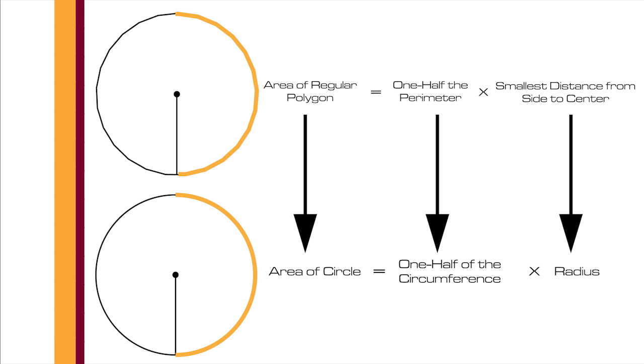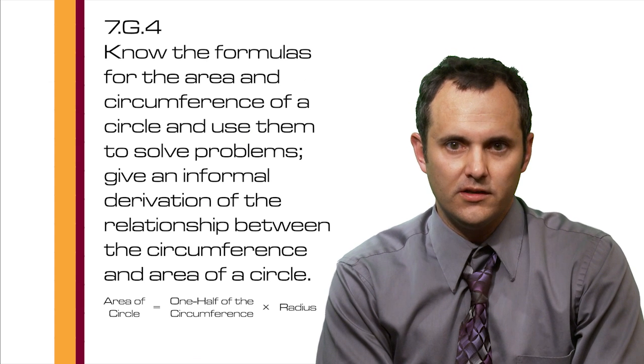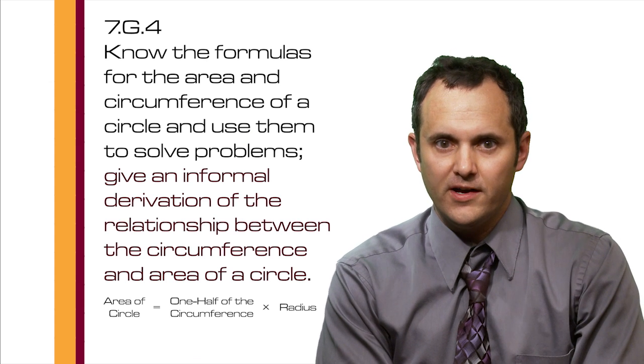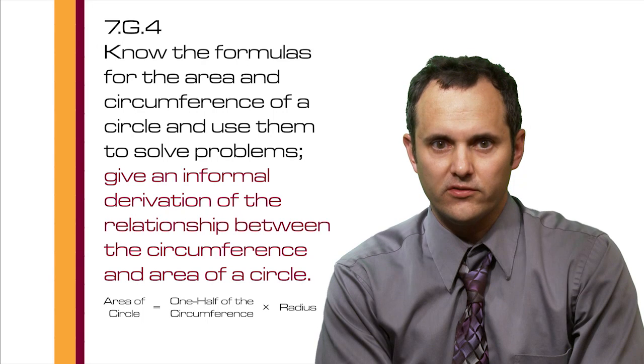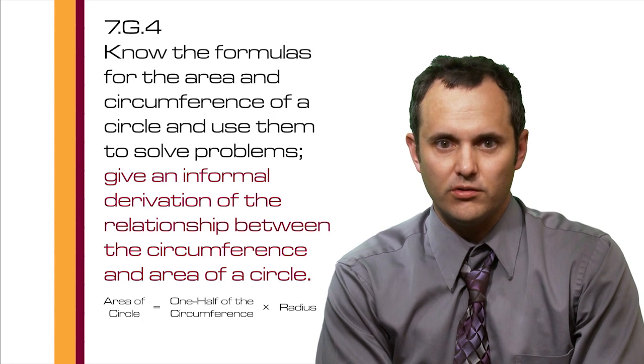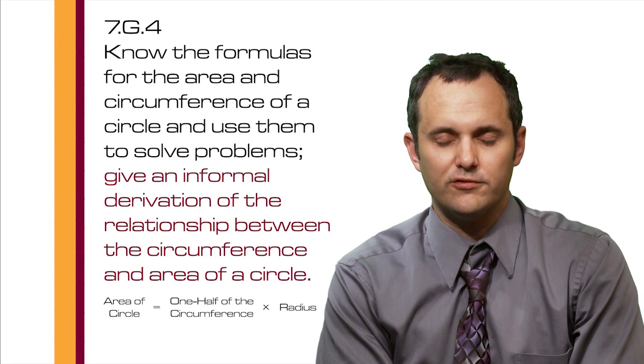Ask, looking at the circle, what does half the polygon's perimeter resemble? Students should respond that it resembles half of the circle's circumference. Follow with, what does the distance from side to center resemble? Here, students should see that it resembles the circle's radius. Once this formula has been completed, explain that a circle's area can be found by multiplying half of its circumference by the radius, thus addressing the second part of Standard 7G4.